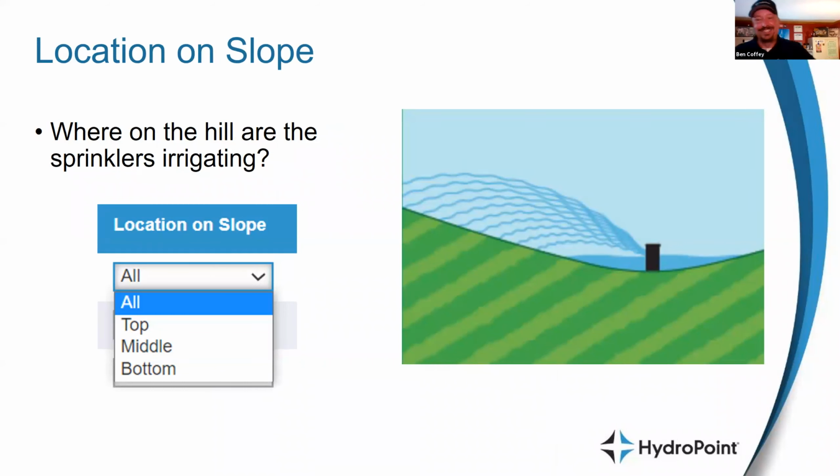All right, location on slope. This is one of the last ones. This is the last new one. Where on the hill are those sprinklers irrigating, right? A sprinkler head at the top of a hill waters downhill and any runoff goes outside the target area. A sprinkler head at the bottom of a hill waters uphill and any water runs right back into the target area. So a sprinkler head at the top of a hill needs to water a little bit longer than a sprinkler head at the bottom of a hill. So we ask for that detail and make that necessary adjustment as well.